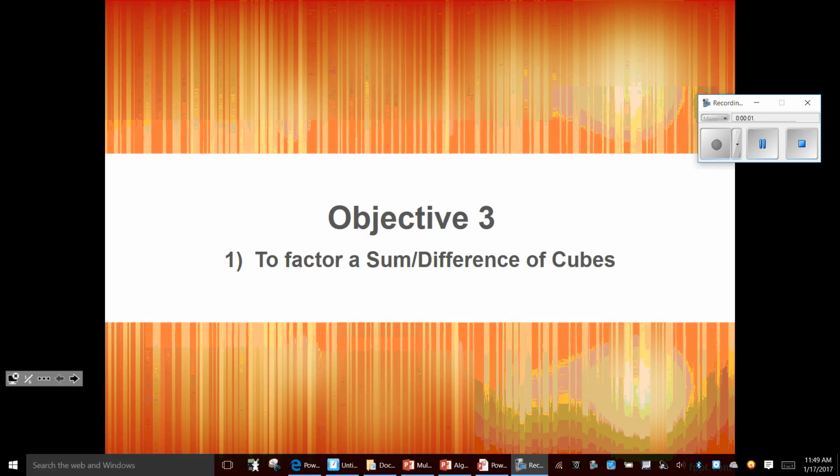All right, we are going to do Objective 3 today. We are going to factor a sum and difference of cubes. This is your first Algebra 2 lesson. This will be on your SOL. Do you understand that? To factor a sum and difference of cubes. That will be on your SOL. So you need to make sure you understand this.